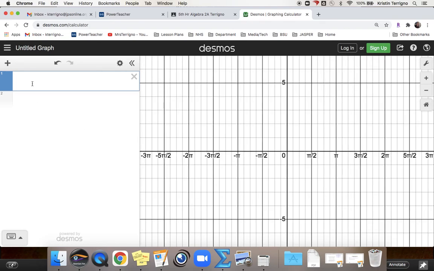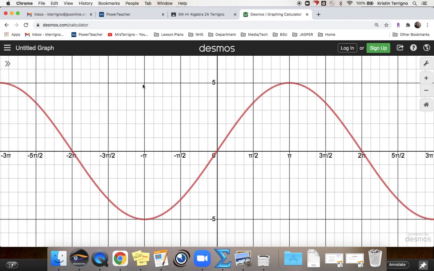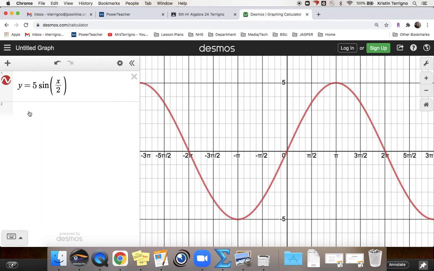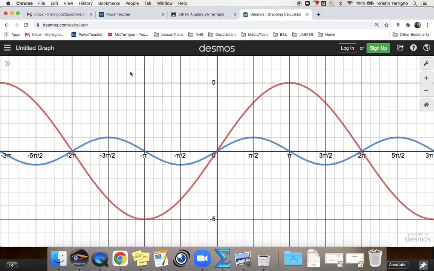So now let me type my actual function in. The function was y equals 5 times the sine of x divided by 2. Okay, now I'm going to close this part so we can see what's happening here. Okay, and just for comparison, I'll go ahead and put in just the regular sine function, y equals sine of x, so we can see the difference between the two.